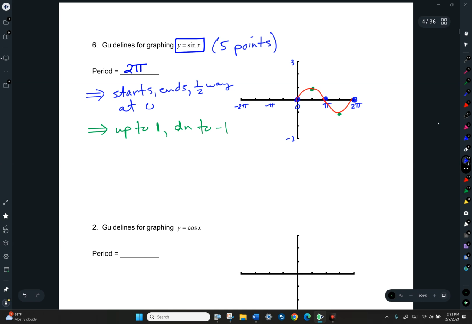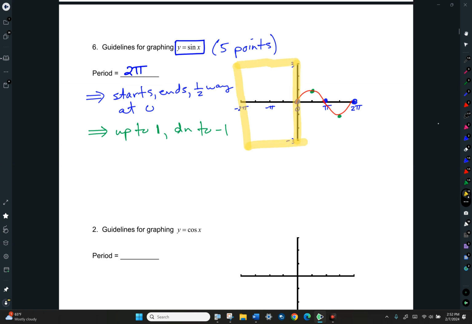Let's say I'm going to draw another section of it, but this time I'm going to look at the left side, the -2 pi to 0. I'm not drawing backwards. We always draw a graph from left to right. We never draw the graph from right to left. Since this is the section I'm looking at right now, when I say starts, I'm talking about this, because we always start left and then we go to right. It ends, and then halfway, I'm at 0. And then from my starting point over here, I go up to 1 and then down to -1.